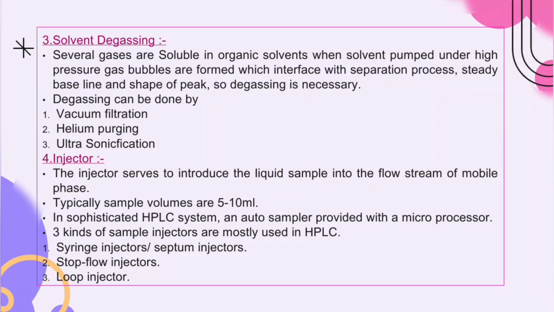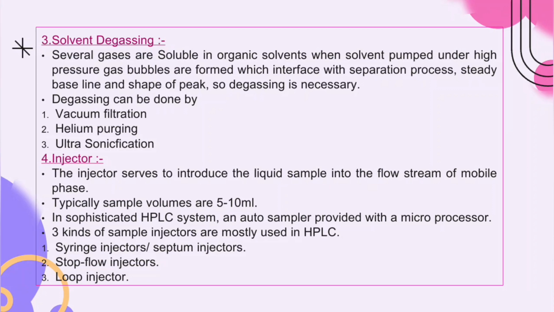Actually, three kinds of sample injectors are mostly used in HPLC: the syringe injector or septum injector, second, the stop flow injector, and then the Rheodyne injector or loop injector. First one, the syringe injector. In this, a syringe injector with a self-sealing elastomer septum is used. The material used for constructing these injectors should be able to tolerate pressure as high as 1500 pressure.